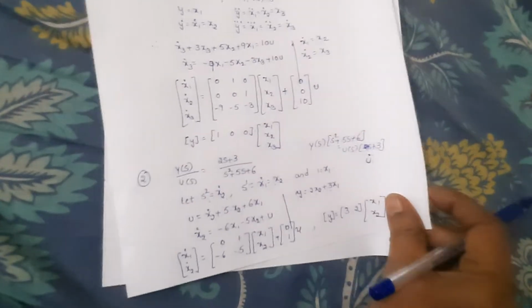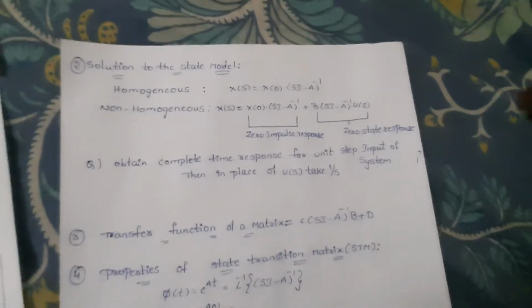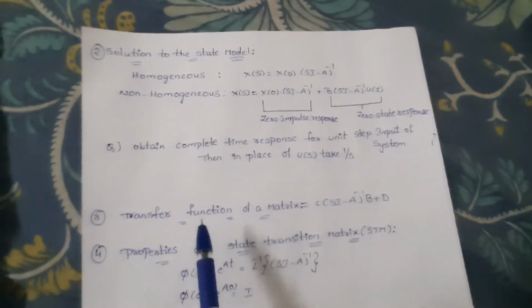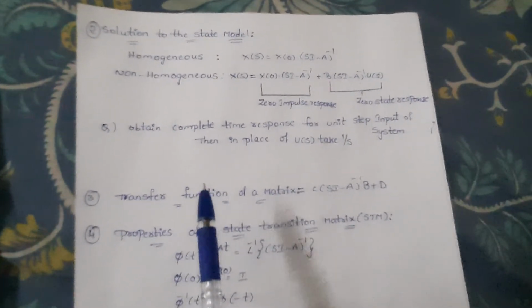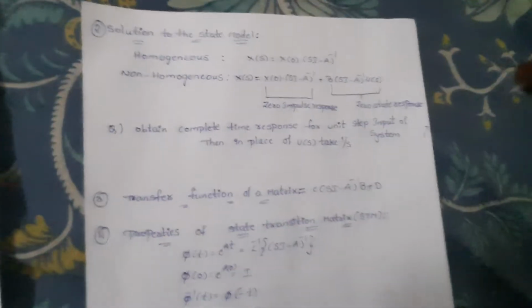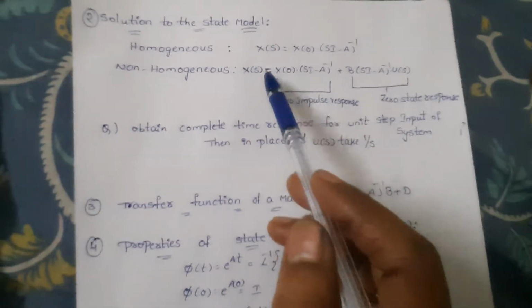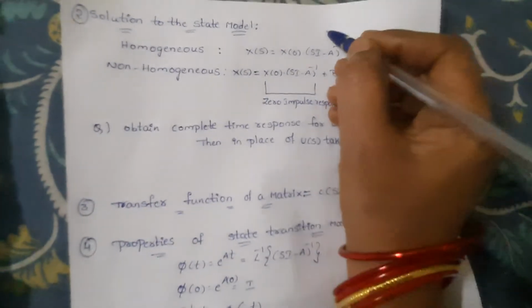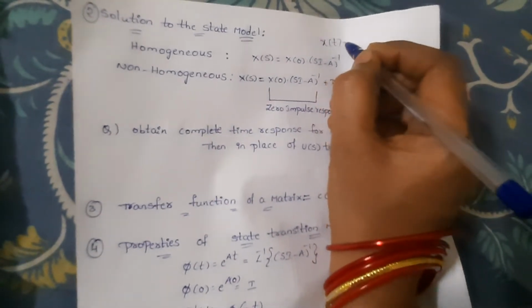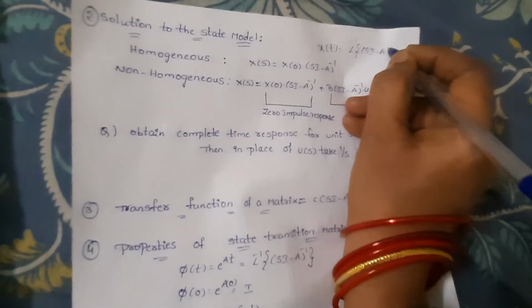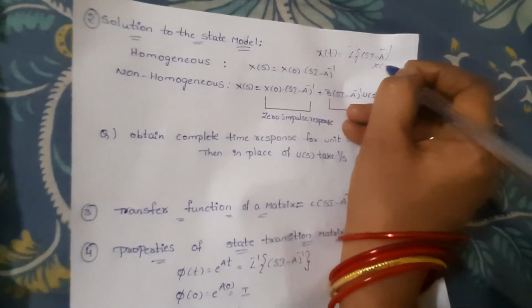Okay, this is one method, and another is the solution of the state model. Until now we have seen two formulas, and now again another formula: the solution to the state model. You are going to have homogeneous and non-homogeneous. Homogeneous means x of s is equal to x naught into (sI minus A) whole inverse. If you want it in terms of t, then x of t is equal to the Laplace inverse of (sI minus A) whole inverse into x of 0.